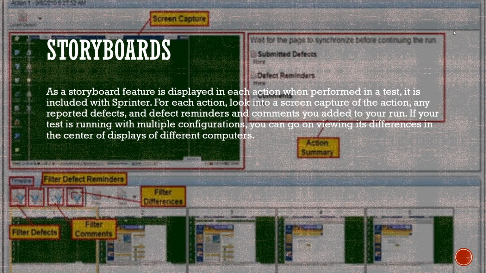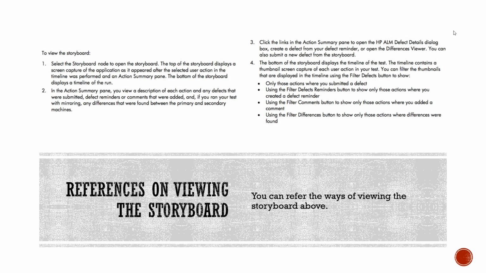Storyboards. The storyboard feature is included with Sprinter and displays each action when performed in the test. For each action, look at a screen capture of the action, any reported defects and defect reminders, and comments you added to your run. If your test is running with multiple configurations, you can view the differences in the center display of the different computers. References on viewing the storyboard. You can refer to the ways of viewing the storyboard above.